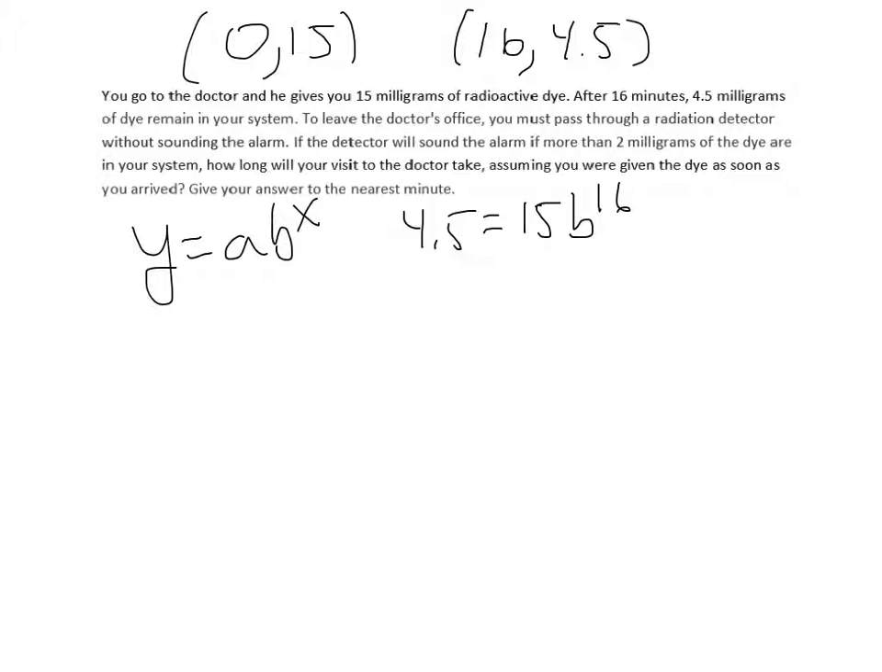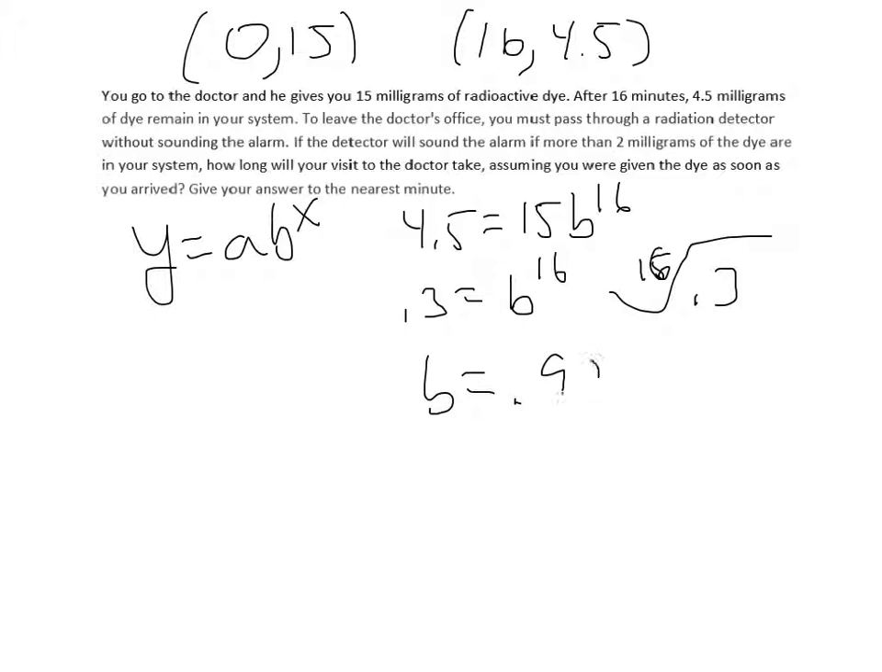And then we're going to do some division, divide both sides by 15. That leaves 0.3 equals b to the 16th. And then I'm going to take the 16th root of 0.3. And when I did that earlier, I came up with b being equal to 0.9275. So now they're asking us, when is there only going to be 2 milligrams left?